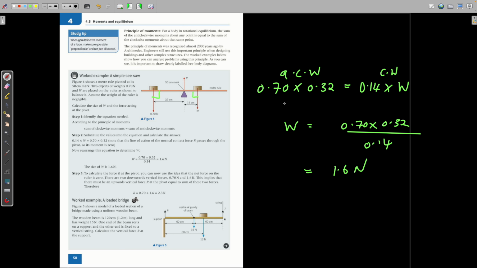When you define the moment, there's a little study tip here. It says when you define the moment of a force, make sure you state perpendicular and not just distance. So the moment is the force times the perpendicular distance. You have to add that perpendicular. So that's an example, quite a straightforward one, of a seesaw. I'll go through some more examples on a PhET video in a second.